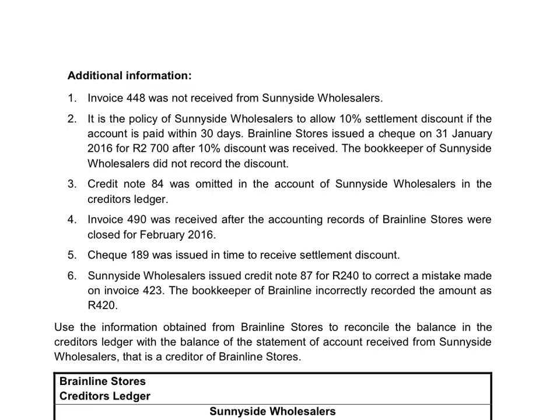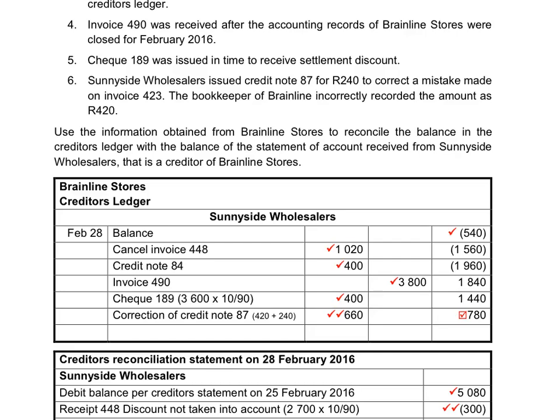Invoice number 448 was not received from Sunnyside Wholesalers. So it means in our books we recorded invoice 448 in the wrong account. So we have to correct it in our books. The invoice in our books was recorded on the credit side. So if we want to correct it, we will have to cancel that invoice on the debit side. After each transaction, we will determine what is the balance after this transaction.